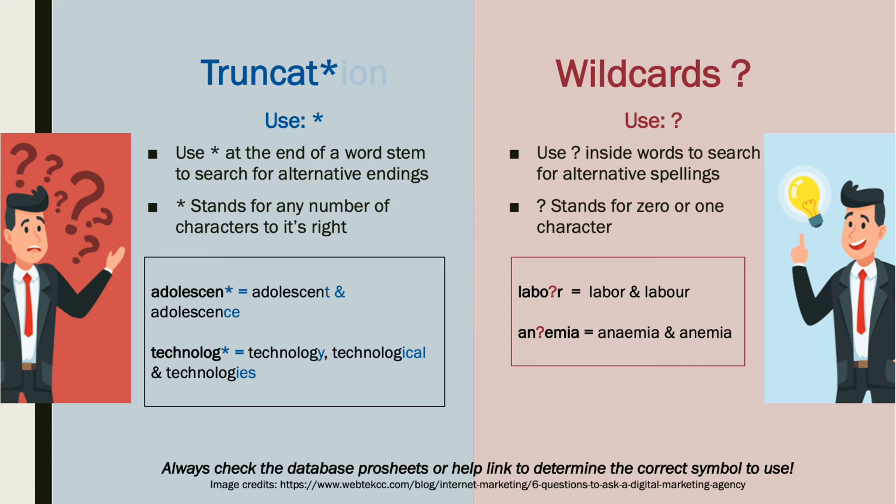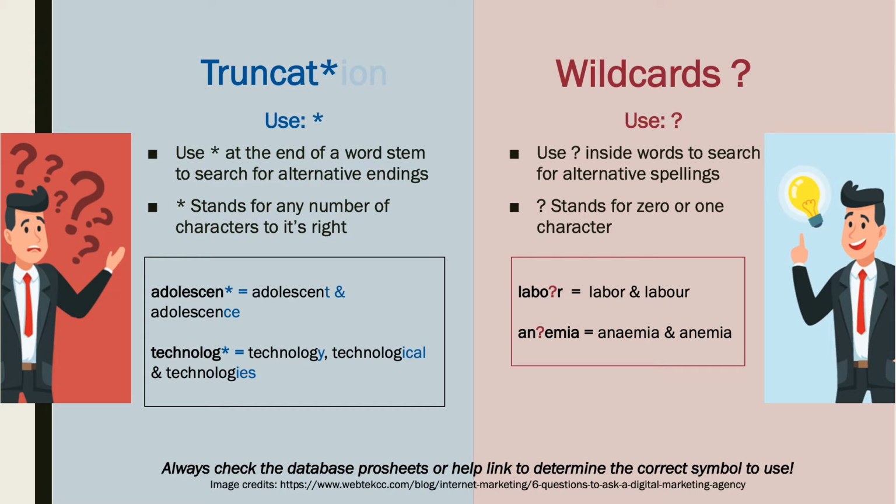This approach would also work well when searching a term such as technology. Entering technolog* would retrieve technology, technological, and technologies. Truncation can save you time and make your searching more efficient. You won't need to type all variants of a word into the search box. The asterisk will cover this for you.